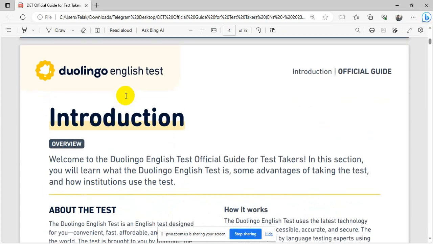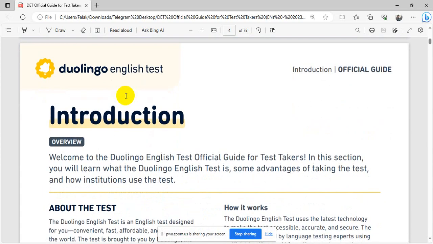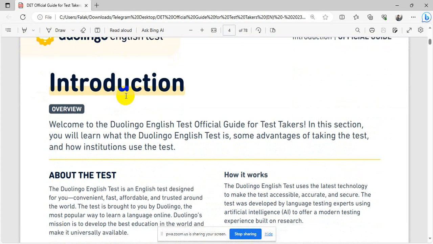So I am on page 4 of the book, and on page 4 we have the introduction. Before the introduction, we have an overview of this topic. The overview says: welcome to the Duolingo English Test official guide for test takers. In this section, you will learn what the Duolingo English Test is, some advantages of taking the test, and how institutions use the test. So this is the overall overview of this topic, how the introduction works, and which things you are going to learn in the introduction part.